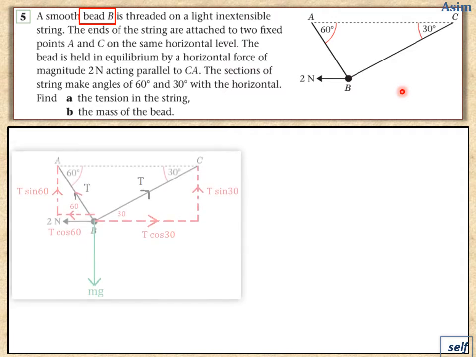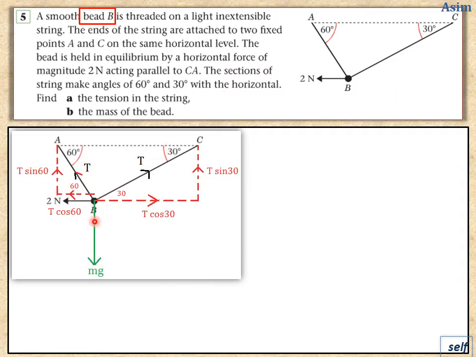Okay, so there will be a weight mg. The component, this is 60, so this angle is 60, so this is opposite, adjacent, T and T, because it is passing through a bead, tension will be the same, although the angles are different, doesn't matter.